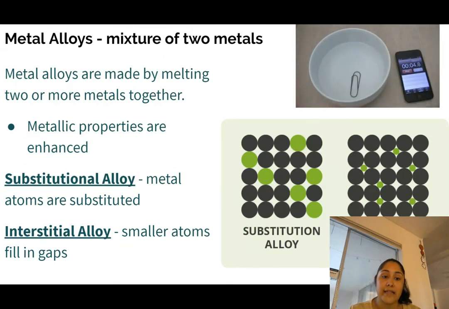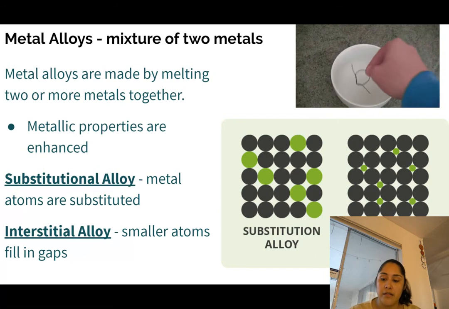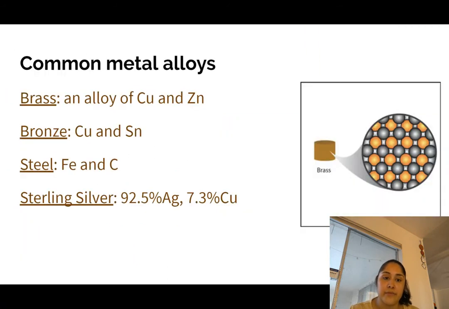Alloys enhance metallic properties. So alloys are very important in our everyday life. Here are some examples. Brass is a copper zinc alloy. Bronze is a copper tin alloy. Steel is an iron carbon alloy. And then sterling silver is a silver copper alloy. And in all these, the metals have actually been enhanced and strengthened through the combination with different metals.